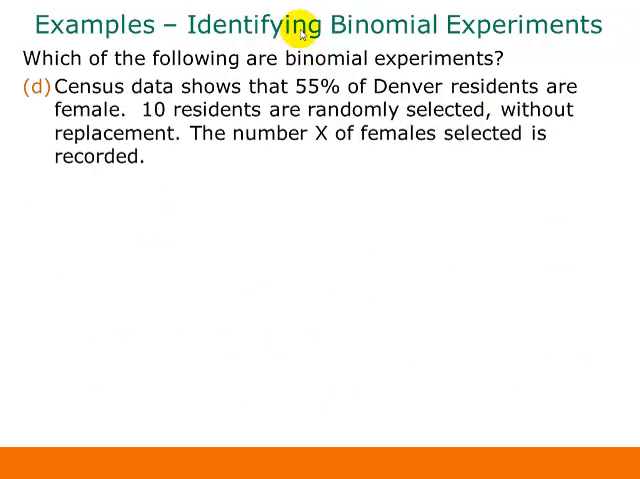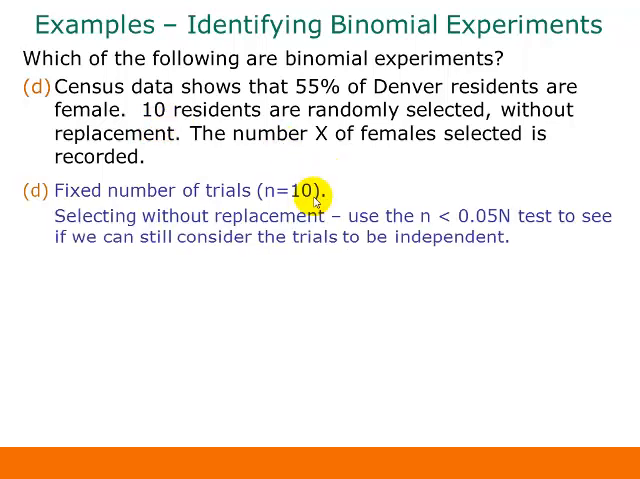One more example. This time we've got census data that shows that 55% of Denver residents are female. 10 residents are randomly selected without replacement. The number X of females selected is recorded. So we have somewhat the same setup as the last example, only we're selecting our sample out of Denver residents instead of out of a class of 30 people. So we've got a fixed number of trials. Again, this is the same in this case as our sample size. So our n is equal to 10.